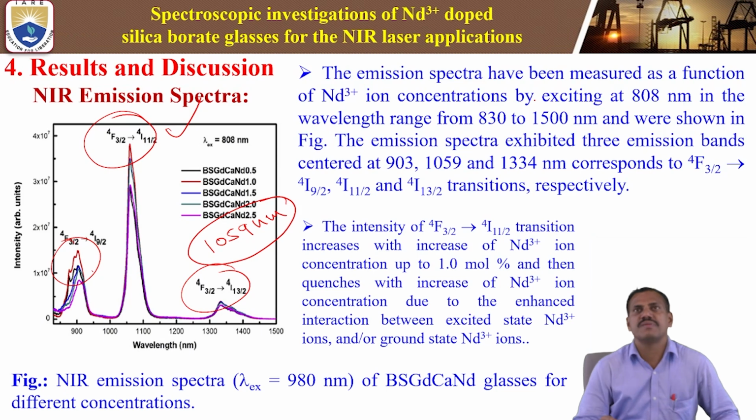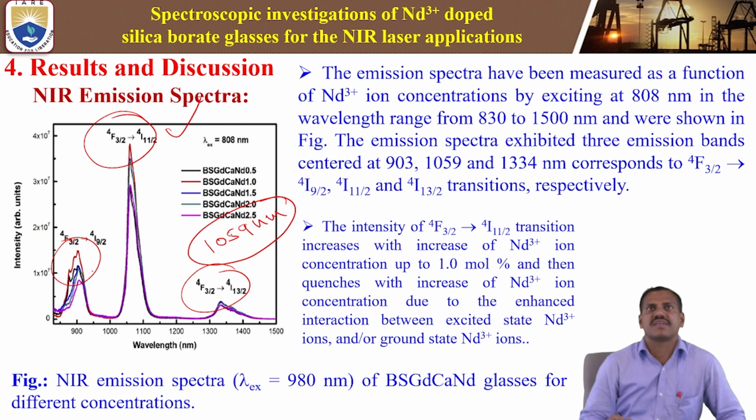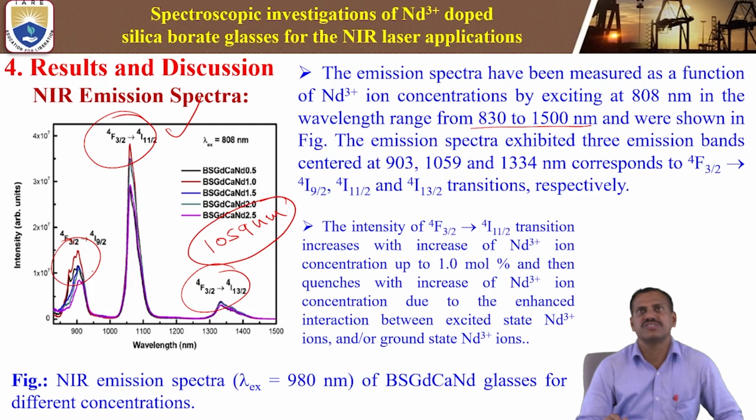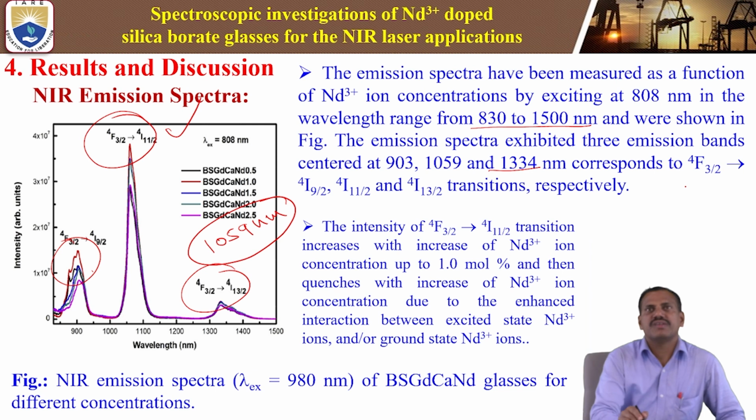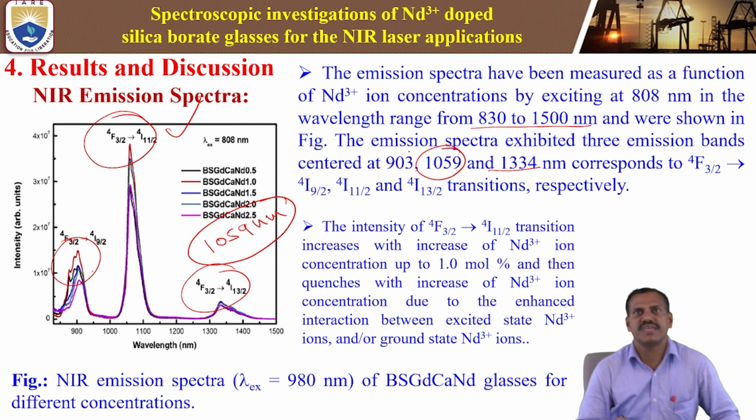The emission spectra have been measured as a function of Nd3+ ion concentration. We are studying different concentrations, from low to higher, that is 0.5 to 2.5, exciting at 808 nanometer in the wavelength range from 830 nanometer to 1500 nanometer. The emission spectra exhibit three emission bands: one at 903 nanometer, another at 1059, and one at 1334 nanometer, corresponding to different levels from 4F3/2. Among the three transitions, the maximum intensity is at 1059 nanometer. This is highly useful in laser glass spectroscopy for NIR laser applications.